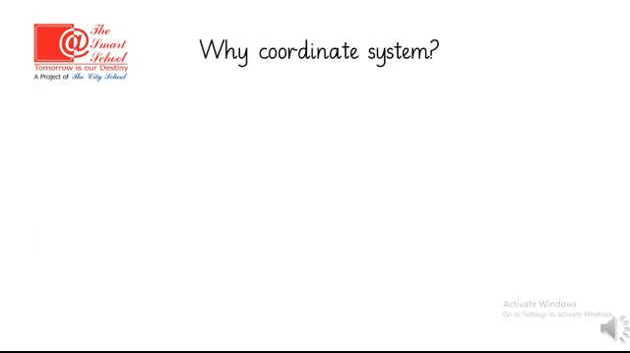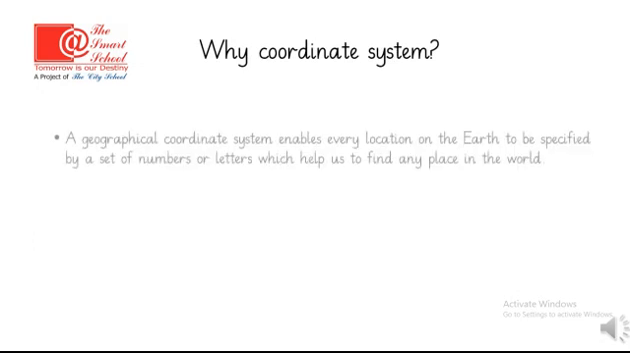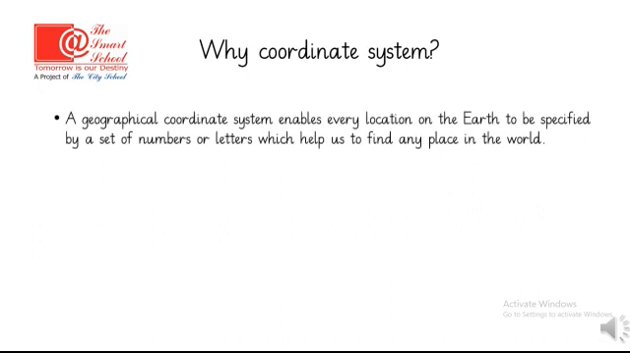Now why coordinate system? Why do we need to have a coordinate system? A geographical coordinate system enables every location on the earth to be specified by a set of numbers or letters which help us to find any place in the world. Without this coordinate system, we cannot locate different places on the earth because the earth is very vast, and without any specific location, we cannot reach the places which we have never visited.